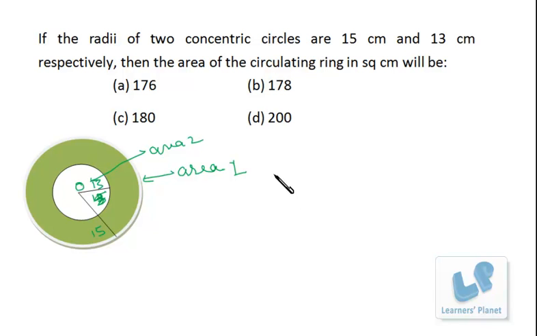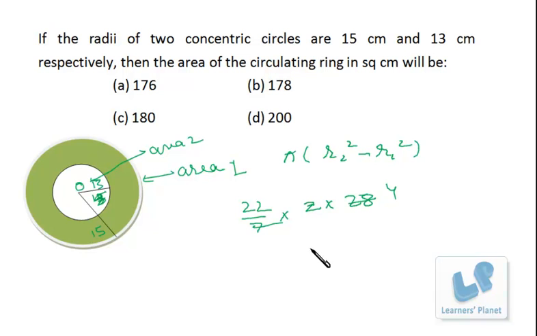As simple as that, it's pi (r1 square minus r2 square), that means area of outer circle minus area of inner circle. So it's pi (r2 square minus r1 square). Just put the values. We can say it's (R2 minus R1) into (R2 plus R1). So (15 minus 13) into (15 plus 13). So it's 44 into 4, that is 176. 176 square centimeter is the area of this ring. I hope you are clear.